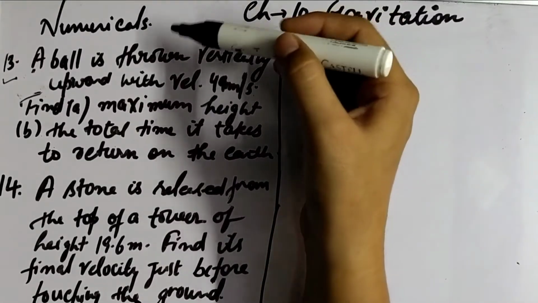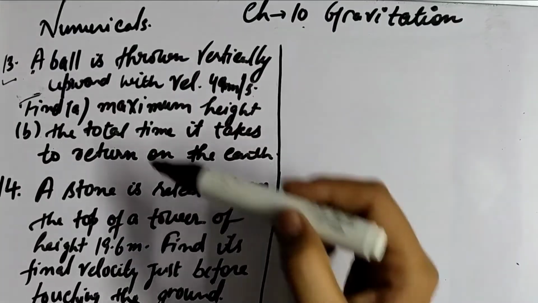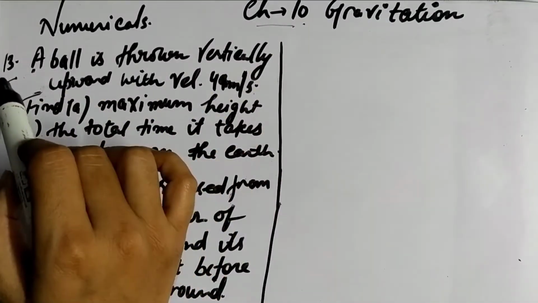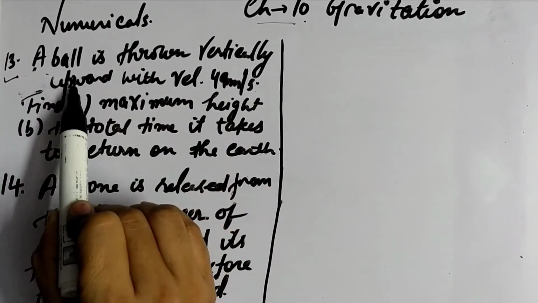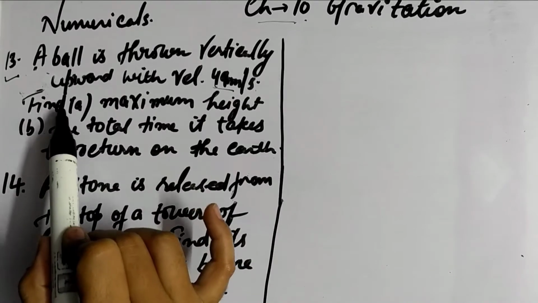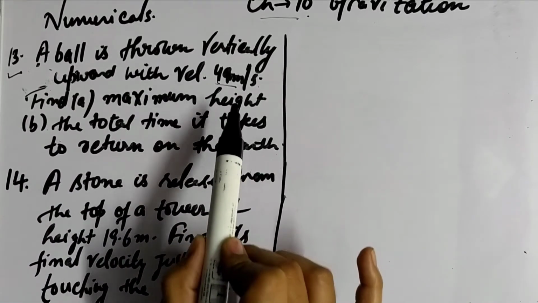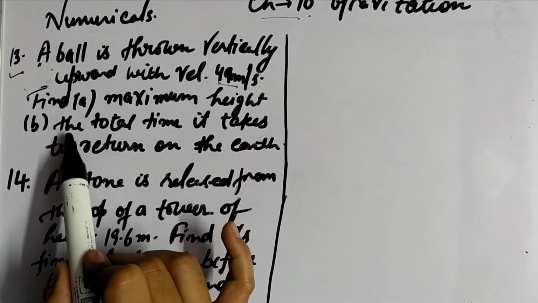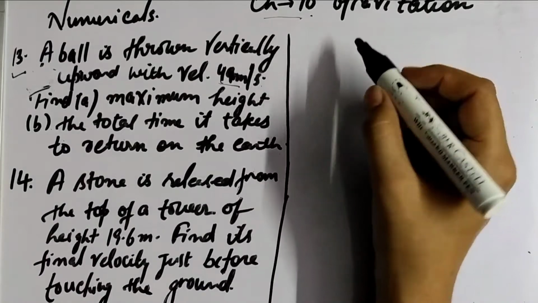Hello students, today we'll discuss some numerical problems, and these are taken from the exercise of chapter 10. This is the 13th problem: a ball is thrown vertically upward with velocity 49 meter per second, and we need to find the maximum height to which it rises, and in the second part, the total time it takes to return to the earth.